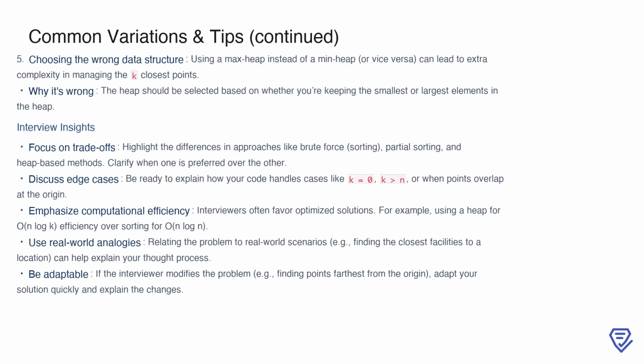Another frequent mistake is choosing the wrong data structure. For example, using a max heap instead of a min heap, or vice versa, can make managing the k closest points unnecessarily complex. The type of heap you use should align with whether you're tracking the smallest or largest elements.